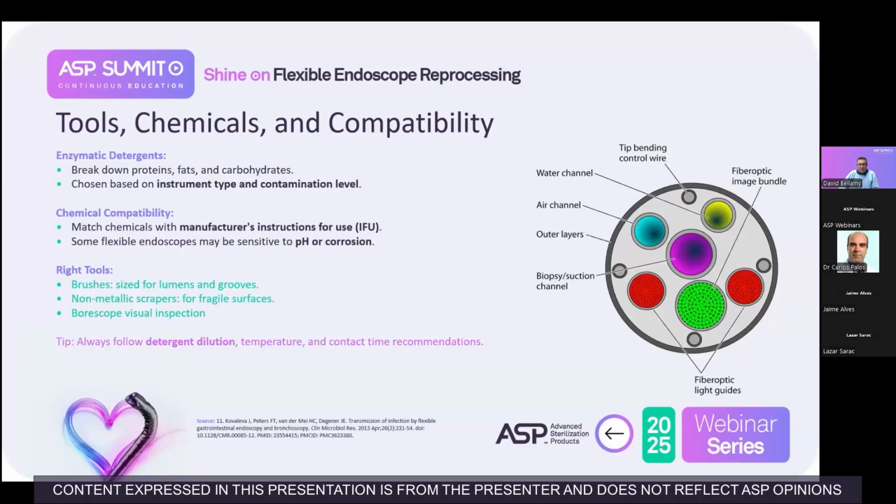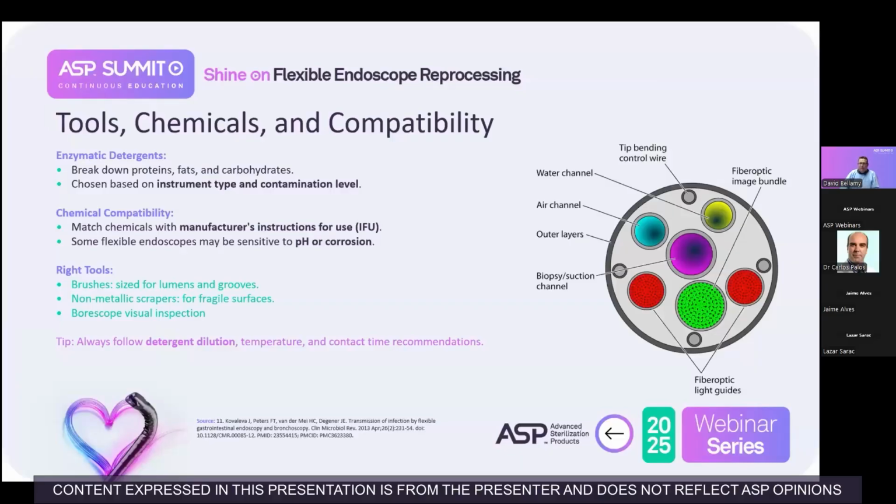And then, going into what's new in this field, that's the new and emerging technology of borescope visual inspection devices. They are now being strongly recommended and supported by the standards, especially for complex flexible endoscopes. These tools enable internal inspection of the channels after cleaning to detect retained soil, damage, or biofilm formation. So issues that may not be visible during routine reprocessing can be seen with these borescopes.